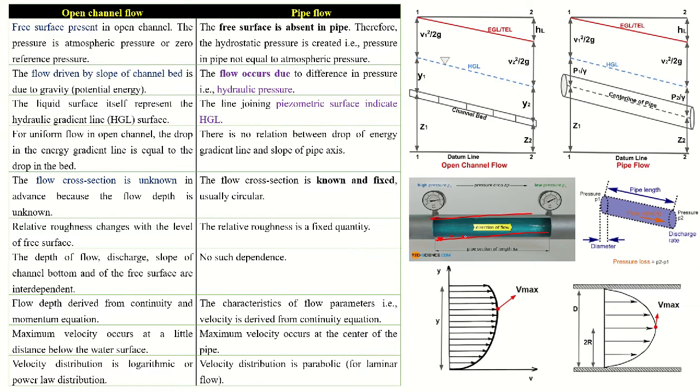So the roughness or friction is the same throughout the entire pipe length. In open channel flow, the depth of flow, discharge, slope of the channel bottom and the free surface are independent. The flow depth is derived from the continuity and momentum equations, giving the mean flow depth, the depth of water in the channel.